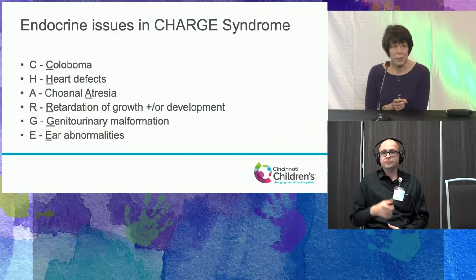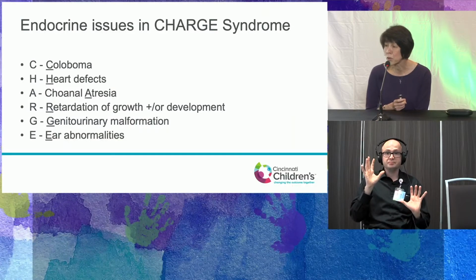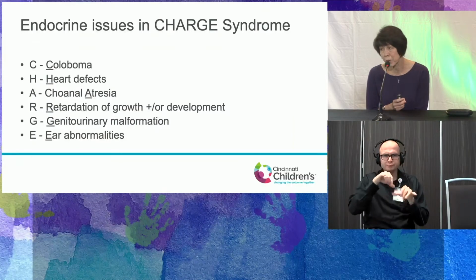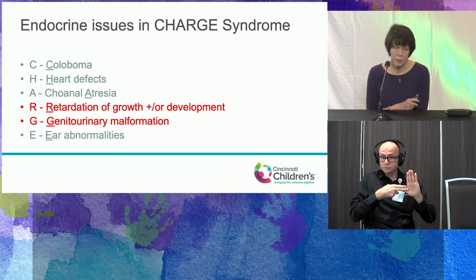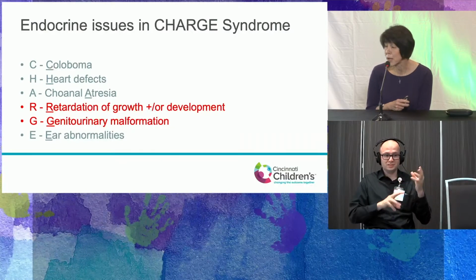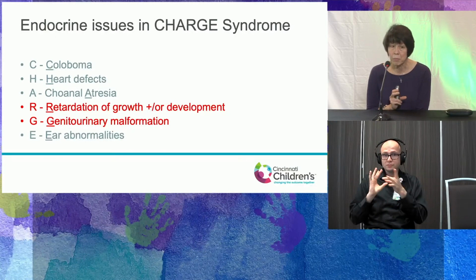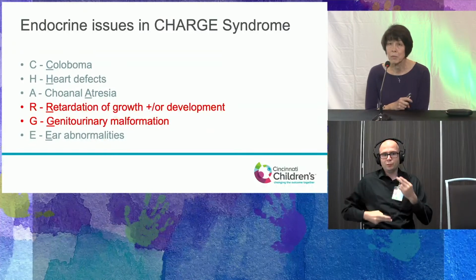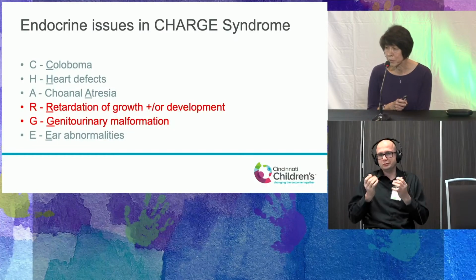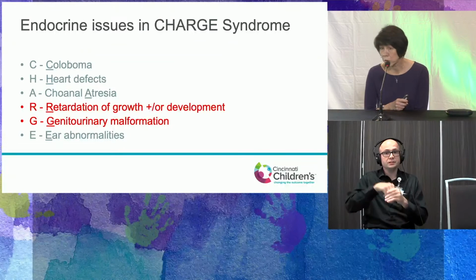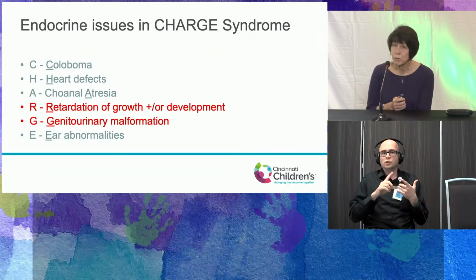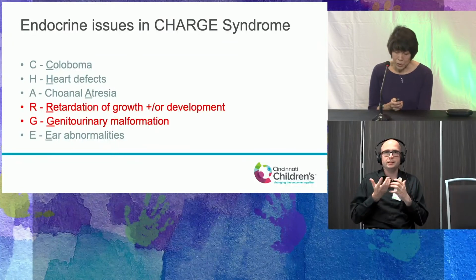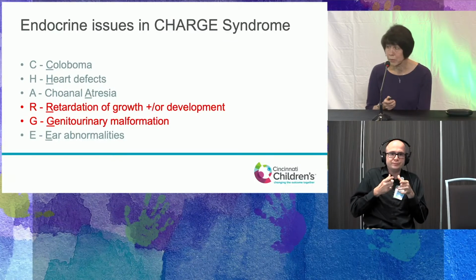So you've already seen this slide, and I think all of you are probably familiar with this acronym. But I really just wanted to highlight that 2 out of the 6 of these letters actually pertain to the main endocrine issues that people with CHARGE may experience. And those would include slow growth or delayed puberty, or differences in how the genitals develop, particularly in boys.